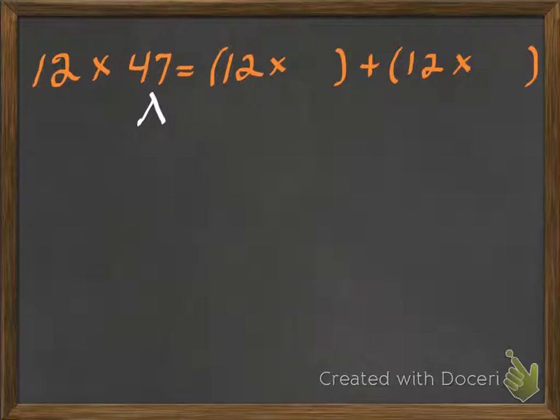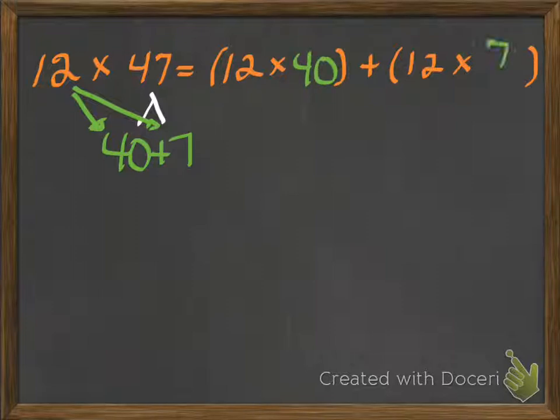12 times 47. Now I'm going to break down the 47 because it's the more complicated number. I'm going to break it down into 40 plus 7. So I'm going to multiply the 12 times 40 and the 12 times 7. So 12 times 40 is going to be first, plus 12 times 7.